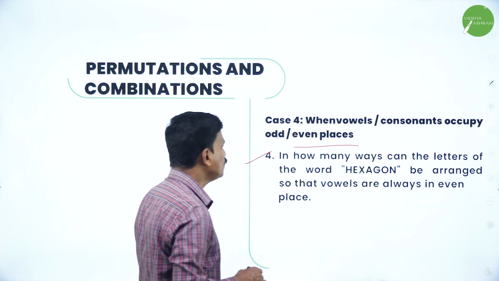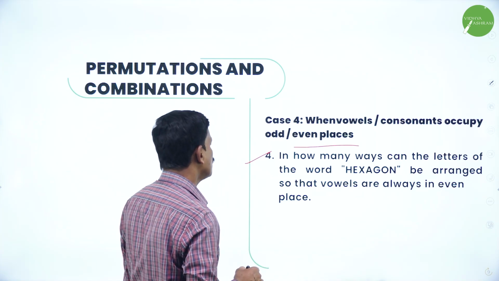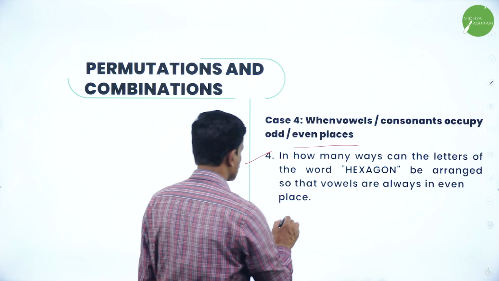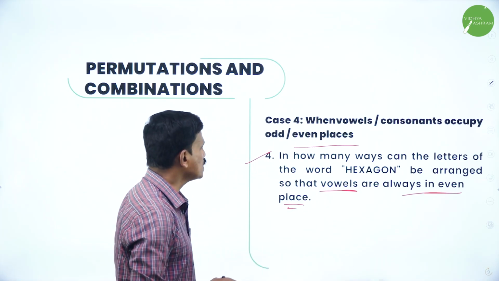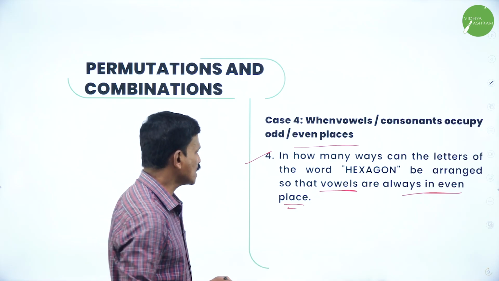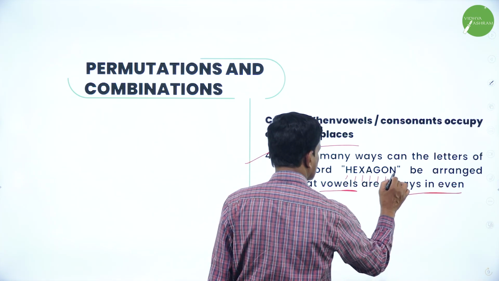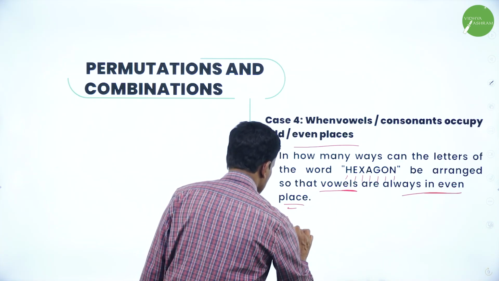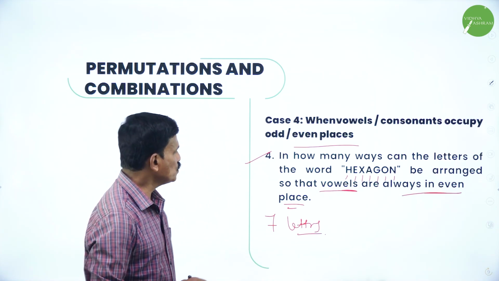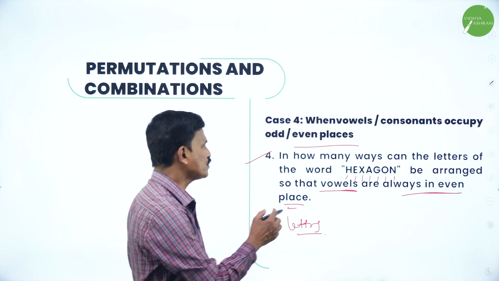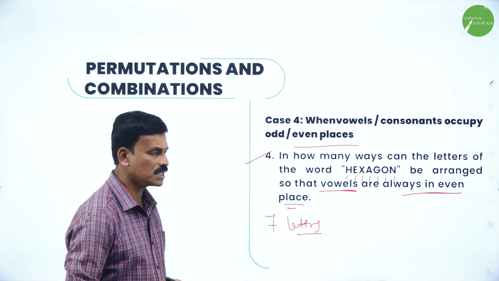In how many ways can the letters of the word hexagon be arranged so that the vowels are always in even places? So vowels are in which place? Even places. So the letters of the word hexagon, how many letters are there? 1, 2, 3, 4, 5, 6, 7. There are 7 letters, right? So using these 7 letters, we have to arrange so that vowels are always in even places, right?